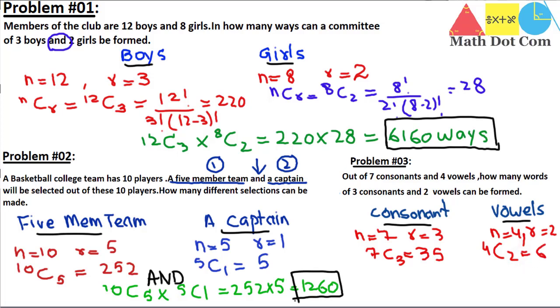Again here we have "and" in the problem. So "and" means we have to multiply the different ways of both consonants and vowels. So we will get 7C3 multiplied by 4C2, that will be equal to 35 multiplied by 6 equals 210 words. It means you can make 210 words of 3 consonants and 2 vowels.